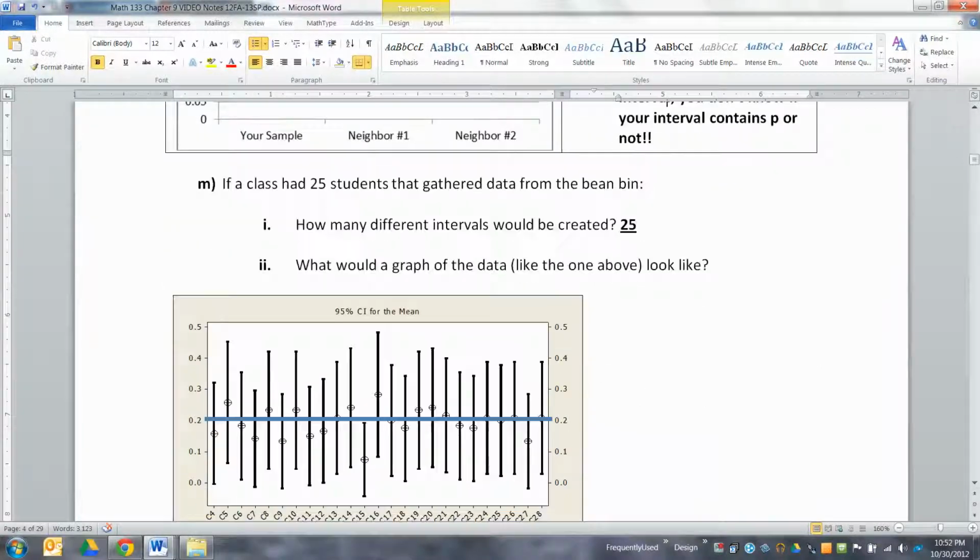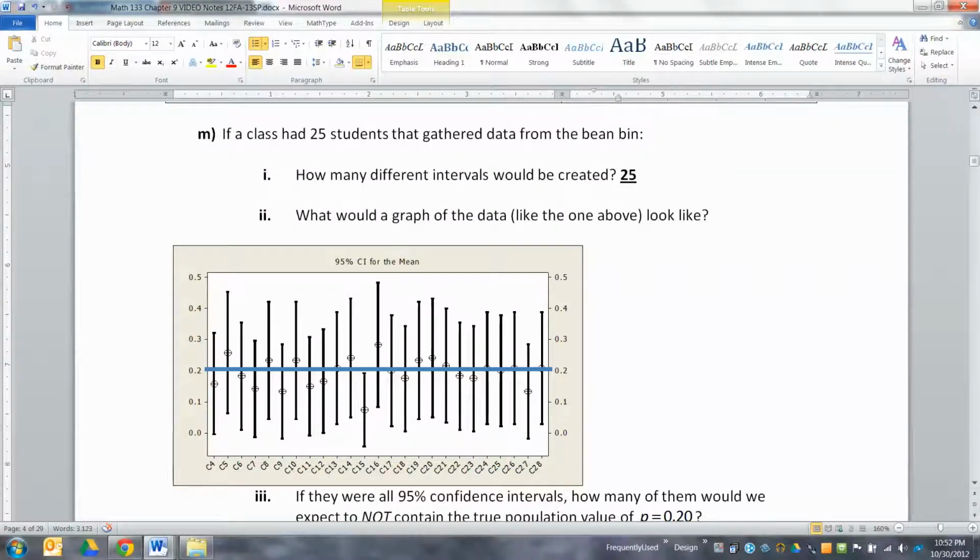All right, so suppose that our class had 25 students and each of them gathers data from the bean bin. So how many different intervals will we make? Well, 25, because every single one of them would have its own interval.